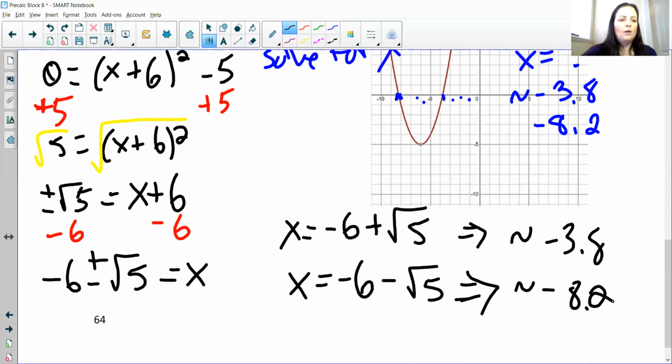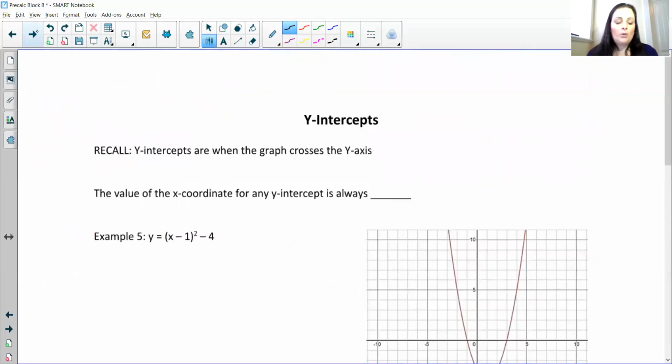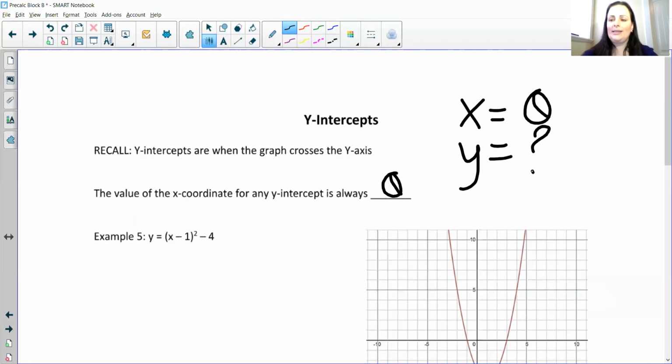All right. So now I'm going to look at the y-intercepts. The value of the x-coordinate for any y-intercept is always 0. So this is when x equals 0, and we want to know what y equals.